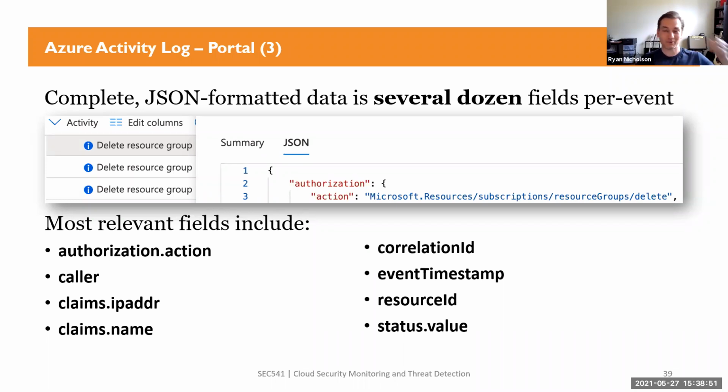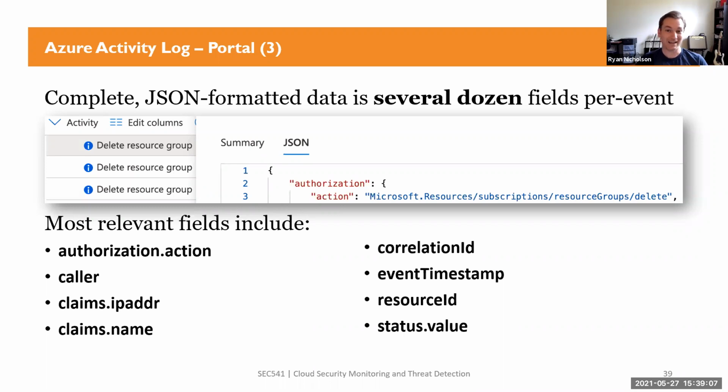But just like Shaun was showing earlier with his CyberGoof username, right? You can also see the user account that was taking these actions and performing these actions in your Azure environment. They call it a caller here. So that's the email address, if you will, of that account that's doing that activity.